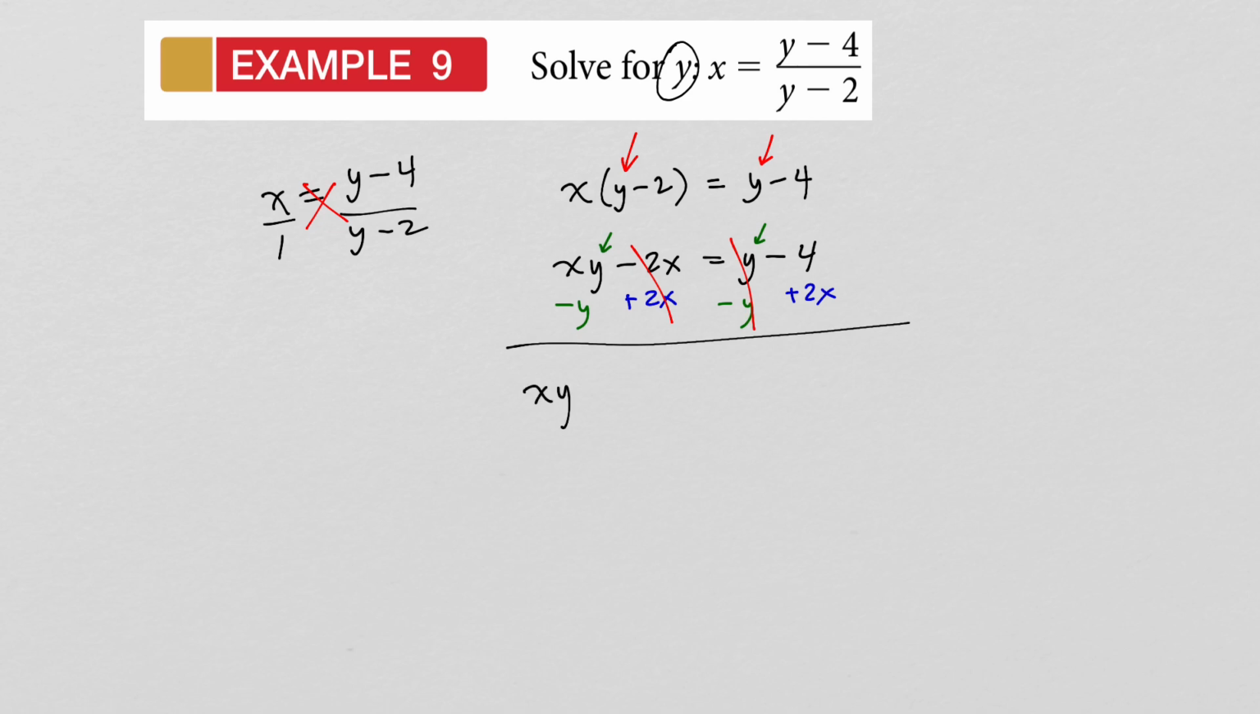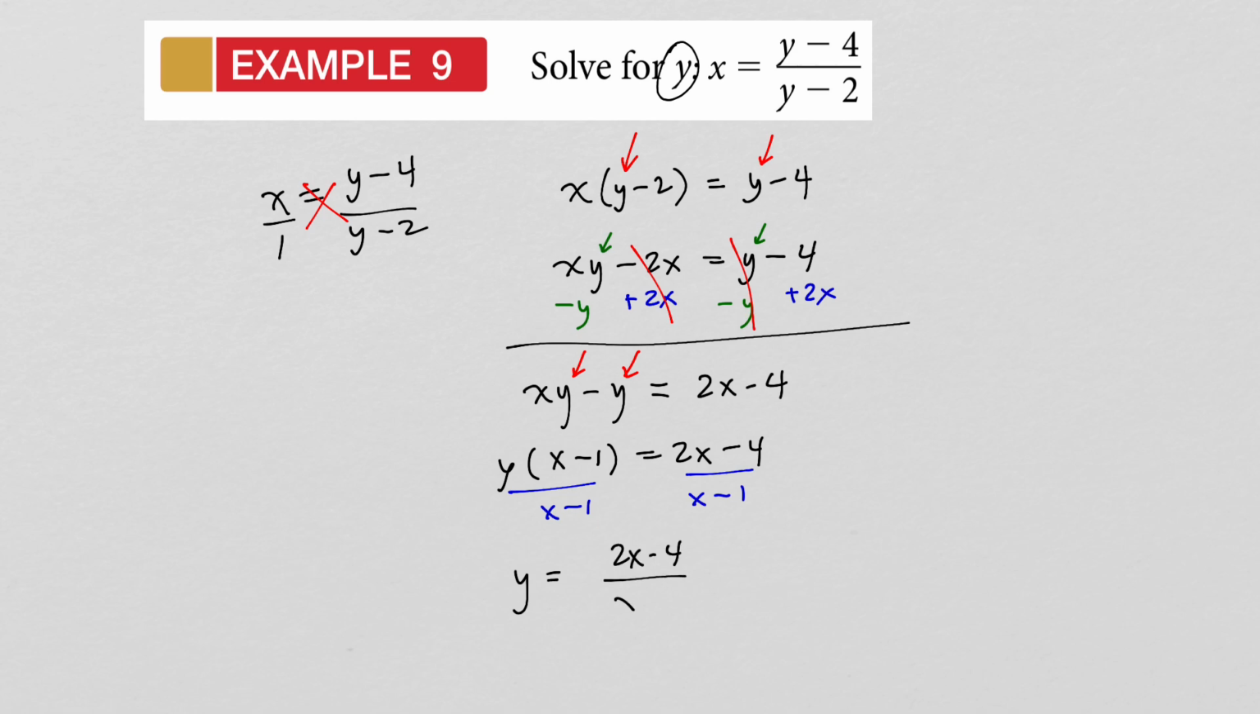On the left-hand side, we have xy minus y. Right-hand side, we have negative 4 plus 2x, which I can write as 2x minus 4. Now, for solving for y, the important step here is that you have two occurrences of y. You're going to factor that out. And when you factor that out, you get a single occurrence of y. And then we can just divide both sides by x minus 1. And doing that gives us y equals 2x minus 4 over x minus 1. And we have solved for y.